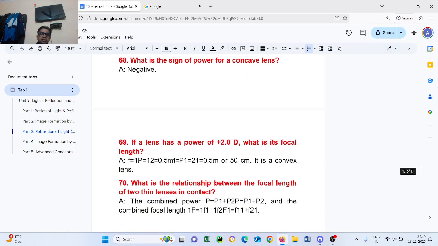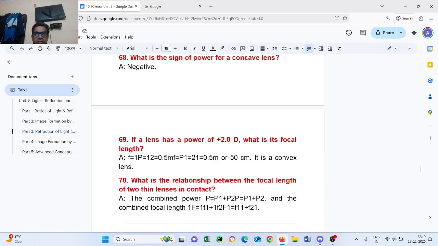What is the sign of power of a concave lens? Negative. Question number 69. A lens has power of +2 D. What is the focal length? f = 1/P, so its focal length will be 50 centimeters. It is a convex lens.